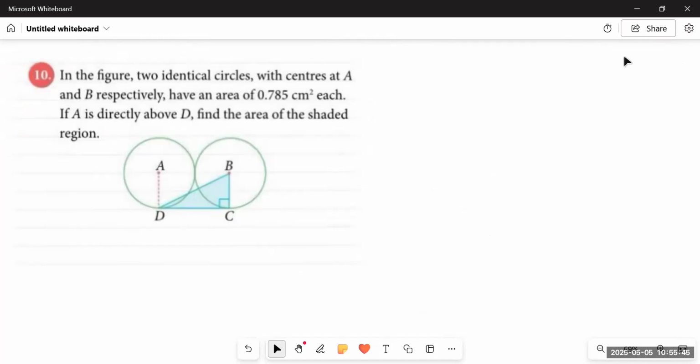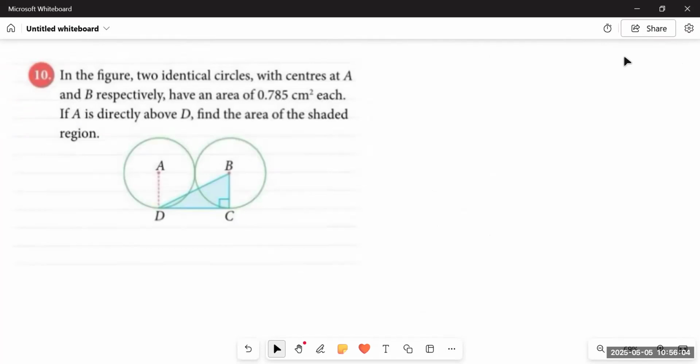Now let's move to question number 10. Again, it's a very interesting question. It says in the figure, two identical circles with centers at A and B. As you can see, the centers of these two circles are A and B respectively. That is, the center of the first circle is A and the center of the second circle is B.